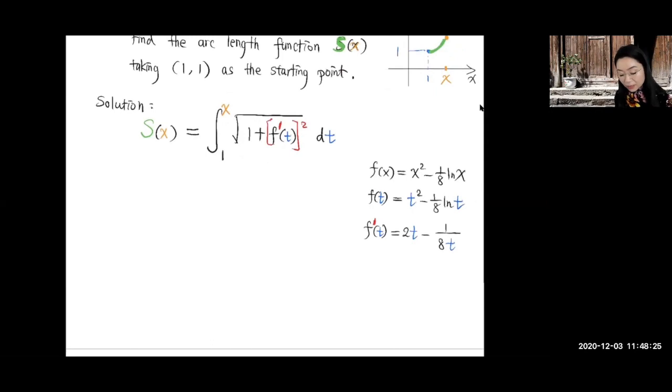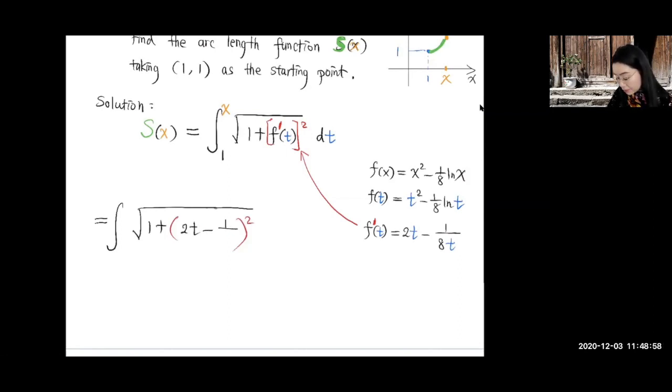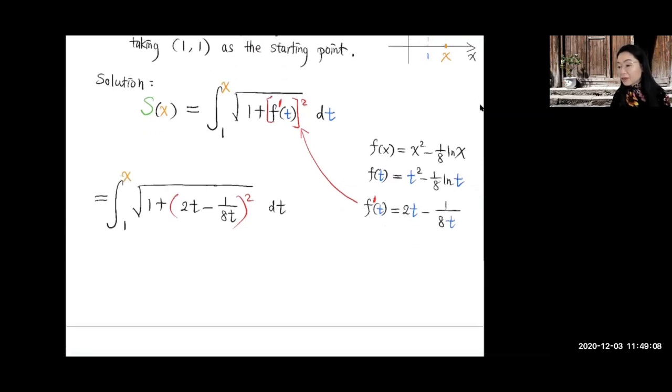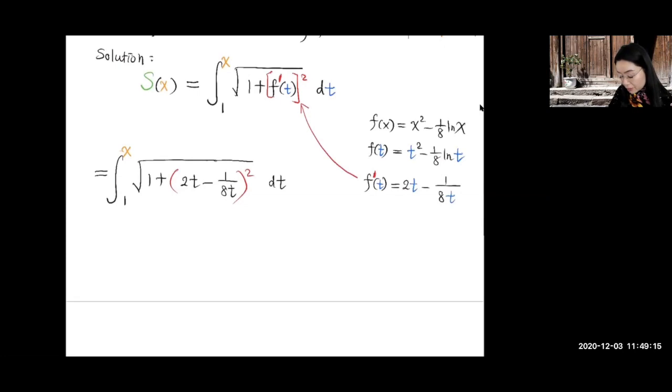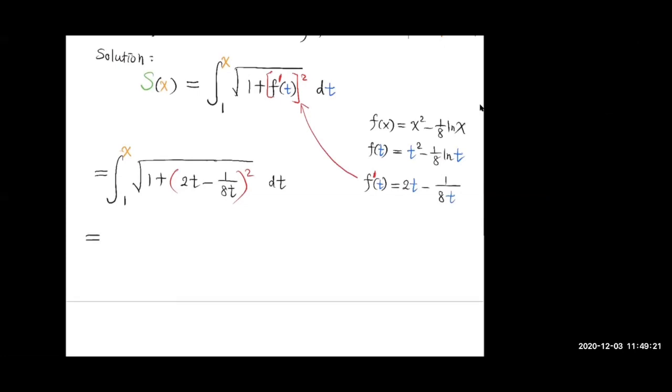Now we're going to substitute this into this, right? So I'm going to substitute and put it in here. So 1 plus, this is going to be 2t minus 1 over 8t, okay? And now here is dt, t goes from 1 to x. Now we just need to find this integral, okay? So far, are you guys able to follow? Is it good? Yeah.